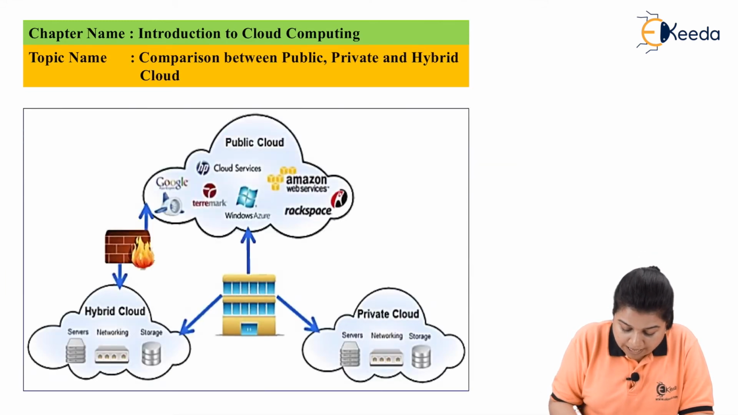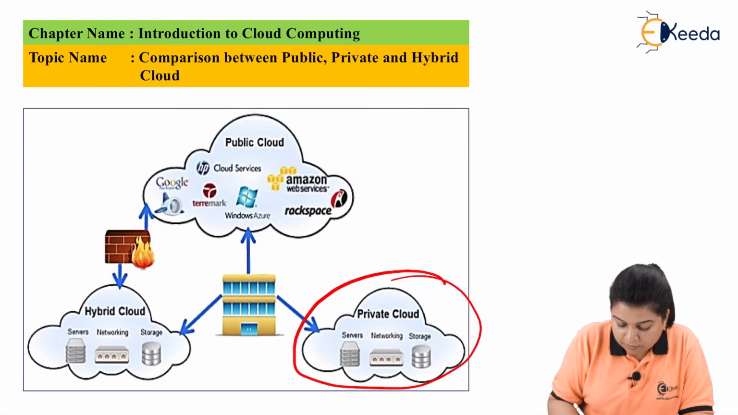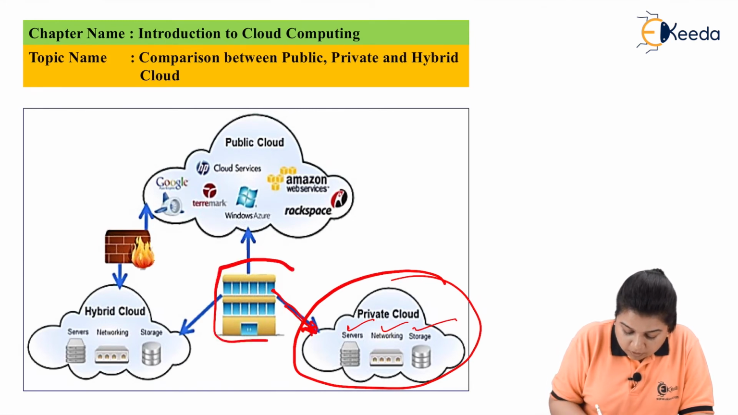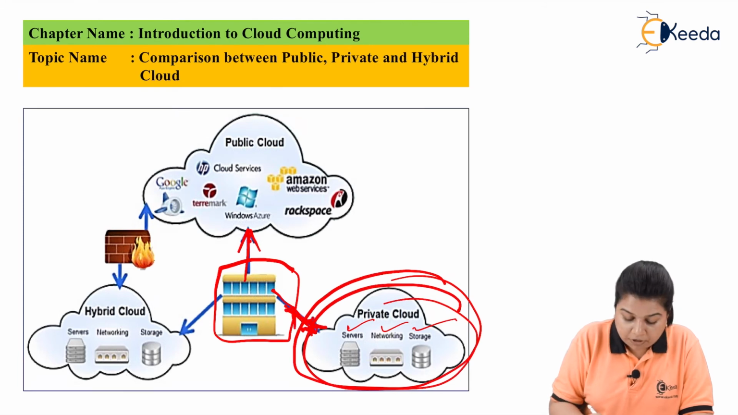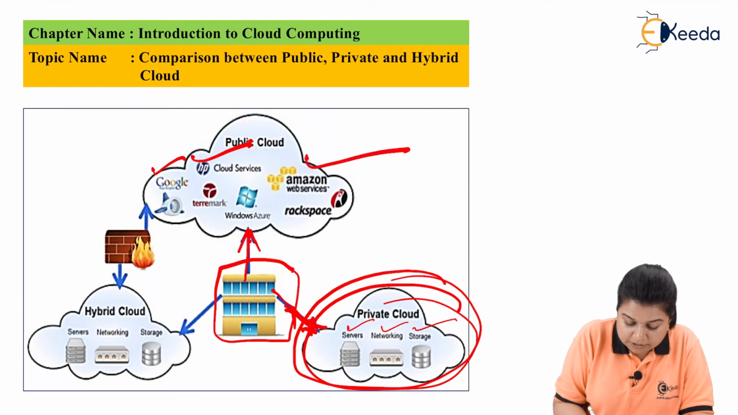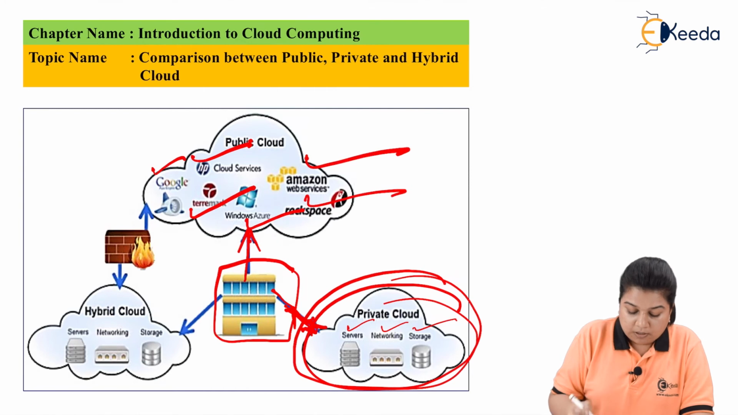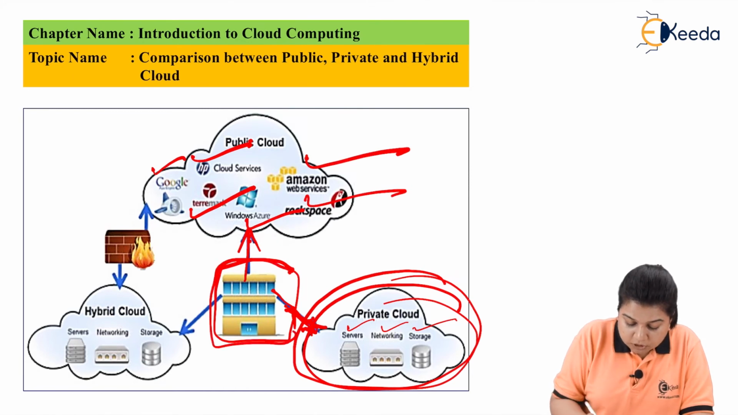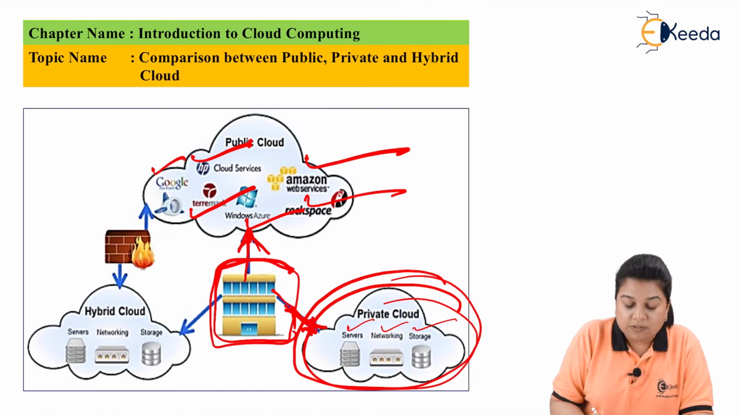See, now here we have a private cloud. This private cloud has servers, networking, and storage, and it is limited to that organization itself. This particular organization is using a public cloud service as well. The private cloud service provider is that particular company itself, but public cloud service providers are Google, HP Cloud Services, Amazon, Rackspace, Windows Azure, Terremark, etc. So this organization accesses the public cloud as well.